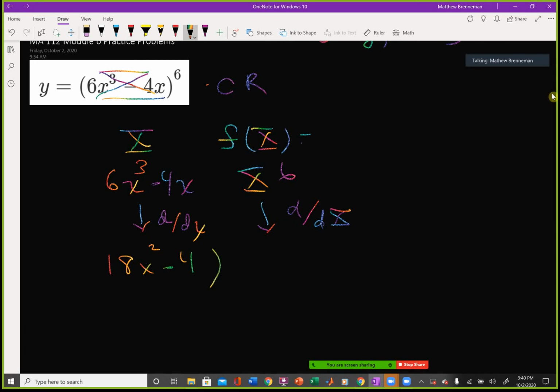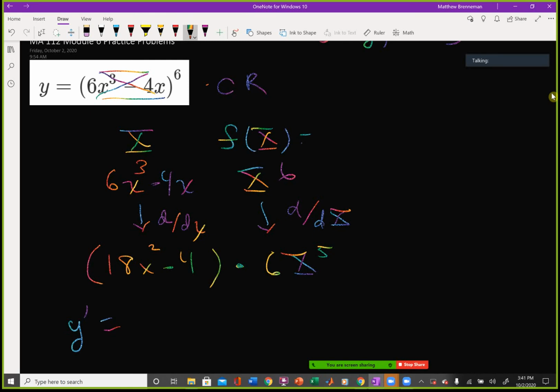And anticipating my next step, I'm going to put a parenthesis around this, because then this will be 6 times capital X to the 5th. And now I'm going to multiply these. So y prime is this derivative. So y prime is going to be equal to this whole derivative right here.